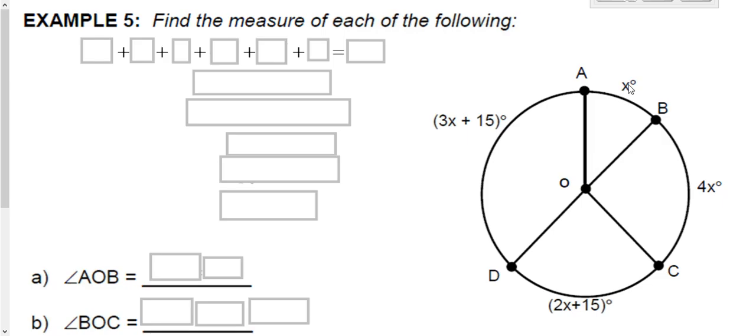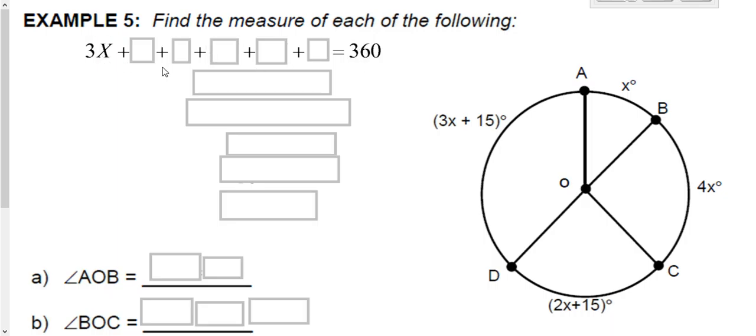So they've got all these arcs here with variable expressions: x, 4x, 2x plus 15, and 3x plus 15. So we must solve for x first. And we know that if we add up all of these around the whole circle, how many degrees will it equal? 360. So that's the equation we're going to set up.